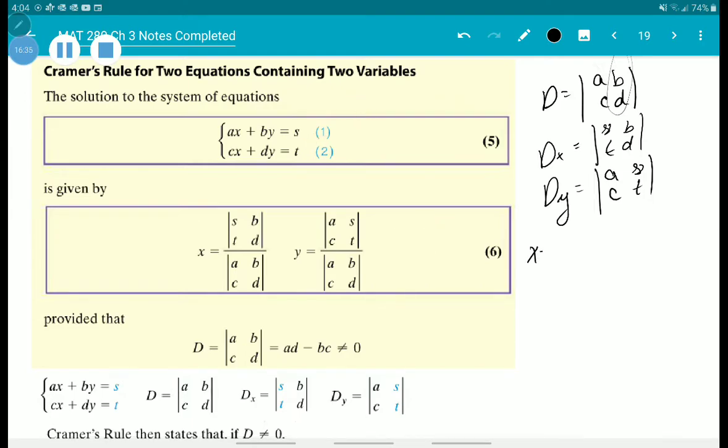So then X ends up being dx over d. Y is dy over d. So this matrix, they have STBD. I call that dx. And that matrix in the denominator, I call d.